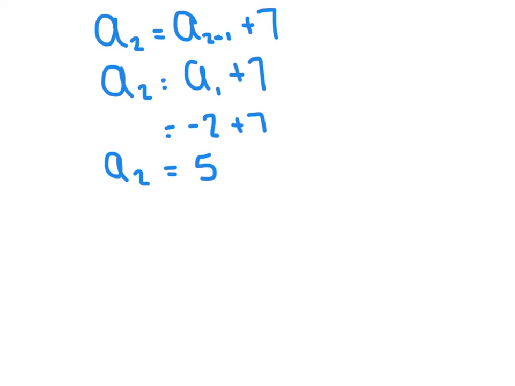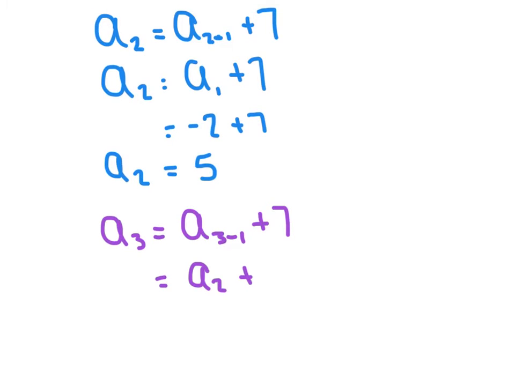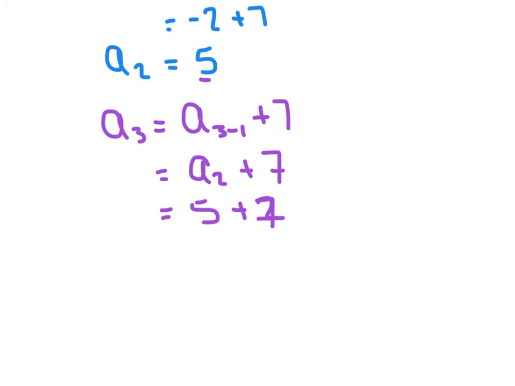Let's see if we can get the third term. That's going to be a subscript 3 minus 1 plus 7, which is a sub 2 plus 7. And we just found out moments ago that a sub 2 is equal to 5. Whoops, that should be a 7 right there. Therefore, the third term in this sequence is really 12, or 5 plus 7 is 12.